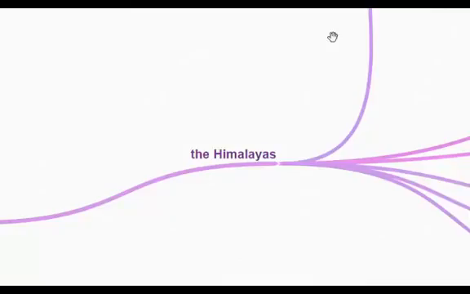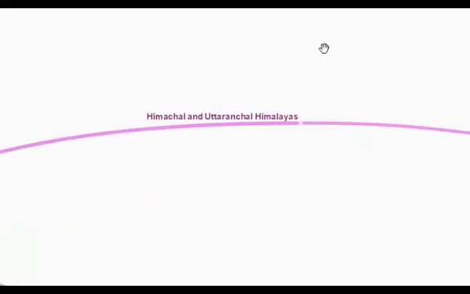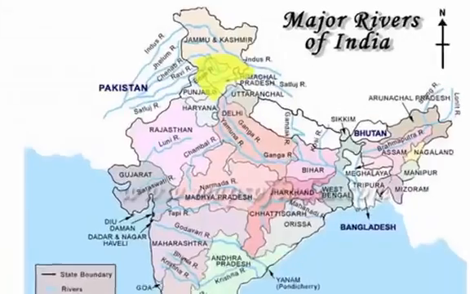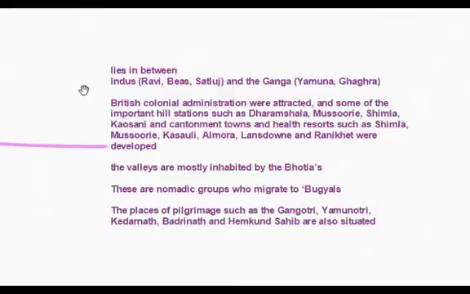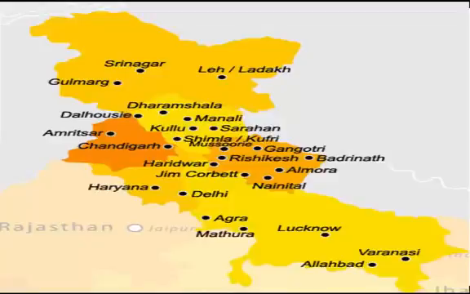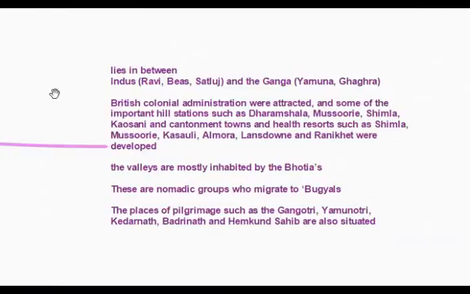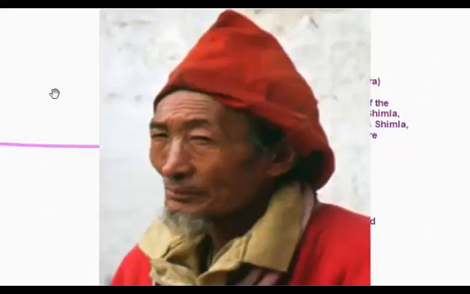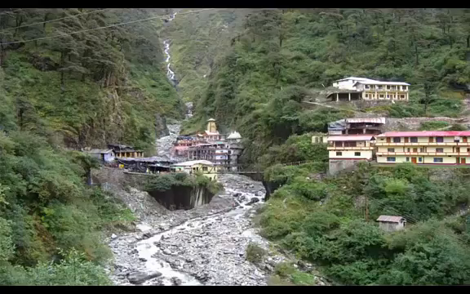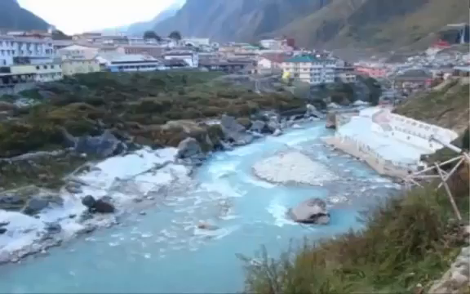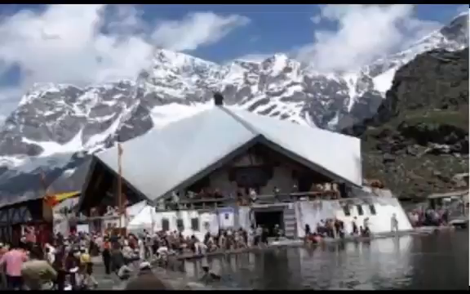Coming to the next part of Himalayas, it is the Himachal and Uttaranchal Himalayas. It lies in between the Indus and the Ganga tributaries. The British colonial administration were attracted, and some of the important hill stations such as Dharamshala, Mussoorie, Shimla, Kasauli and cantonment towns were developed here. The valleys are mostly inhabited by the Bhutia tribes. These are nomadic groups who migrate to Bugyals. The places of pilgrimage such as Gangotri, Yamunotri, Kedarnath, Badrinath and Hemkund Sahib are also situated here.